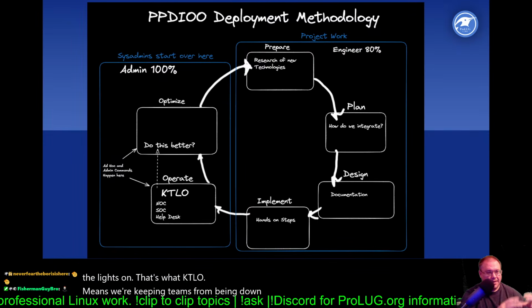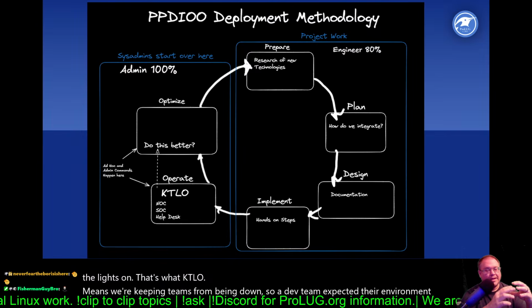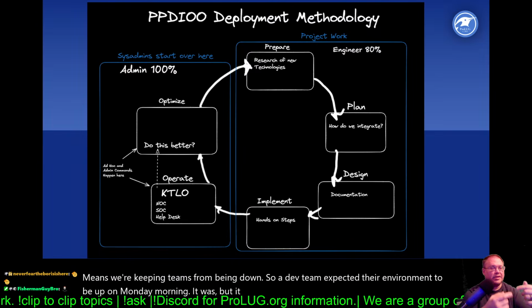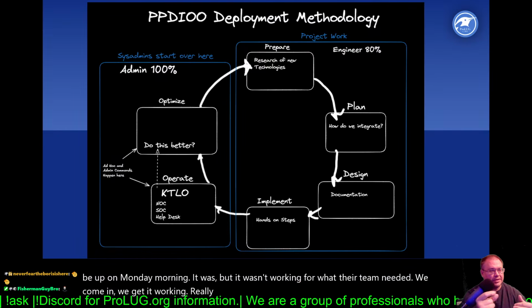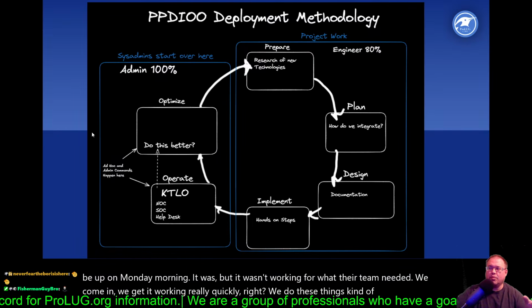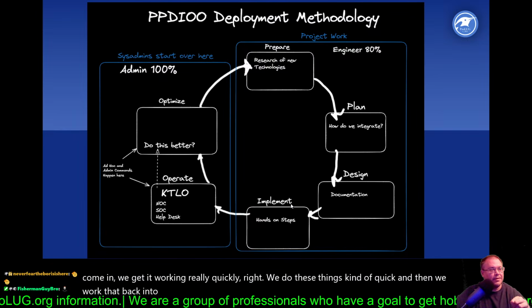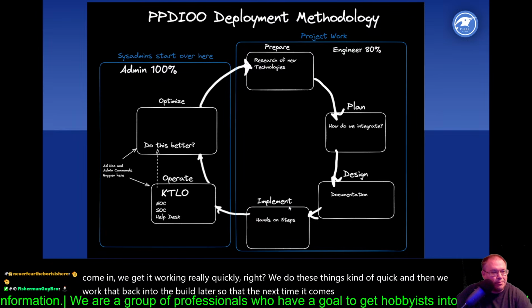So a dev team expected their environment to be up on Monday morning. It was, but it wasn't working for what their team needed. We come in, we get it working really quickly, right? We do these things kind of quick, and then we work that back into the build later so that the next time it comes up, we don't have these problems.